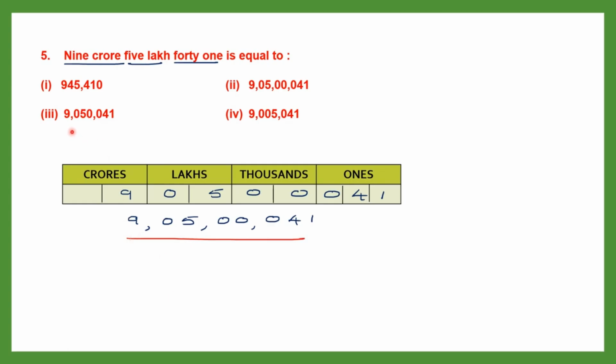So 9, here we have a comma. Now can you see here there are 3 places? That means it's showing us the international system, so which is wrong. Now let's go to this one, 905. So this is our answer. Answer 2. Option 2 is our answer.